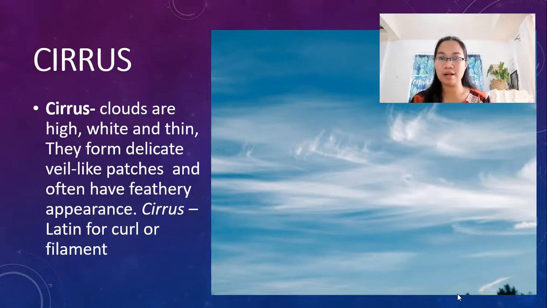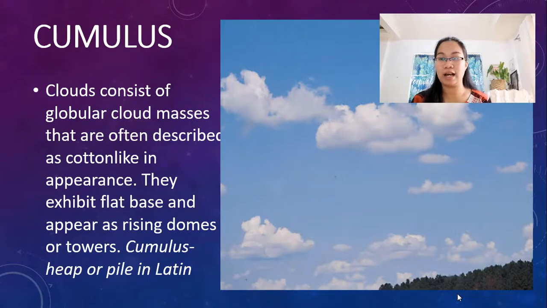Now, as you can see here, we have cirrus clouds. They are high, white, and thin clouds. They form like a veil or patches, feathery in appearance. If you look at the sky and see this pattern, that is a cirrus cloud. It looks like it has feathers and filaments. Again, it's considered to be a high cloud.